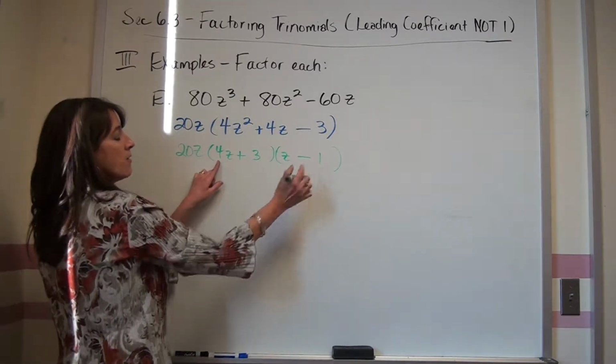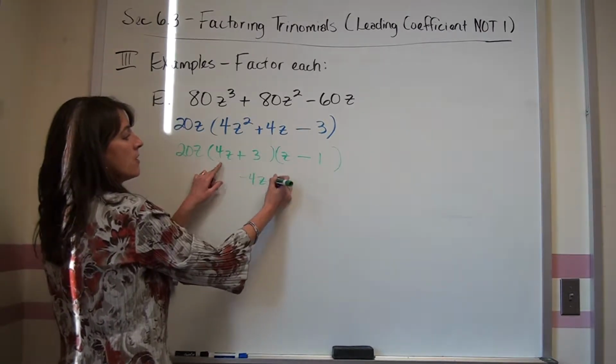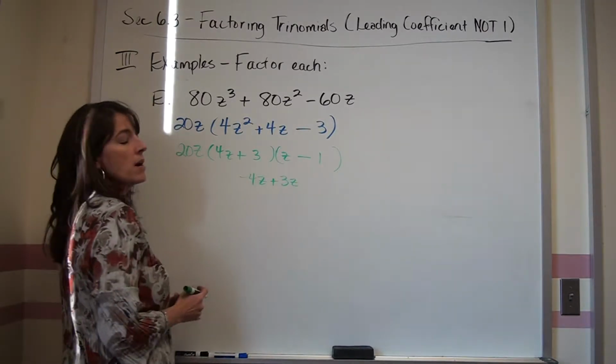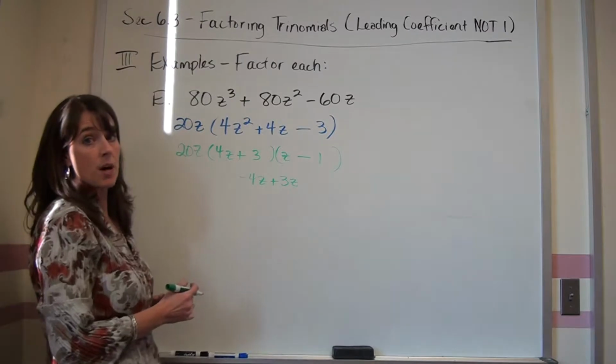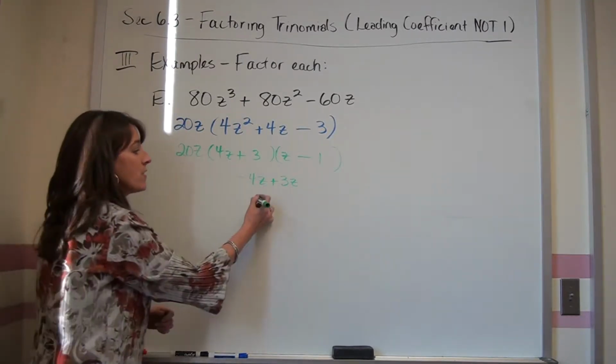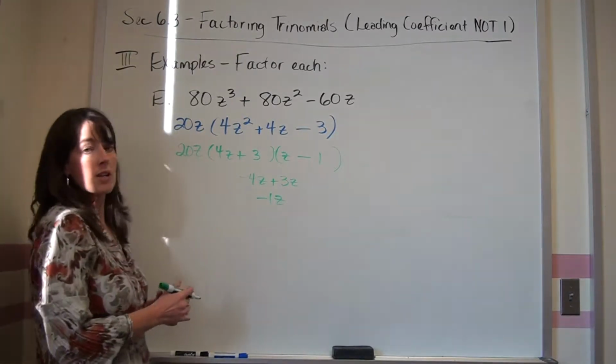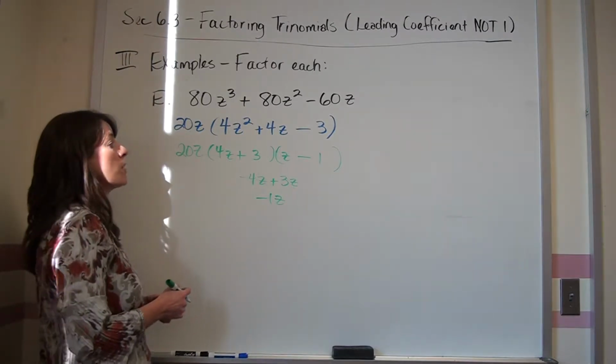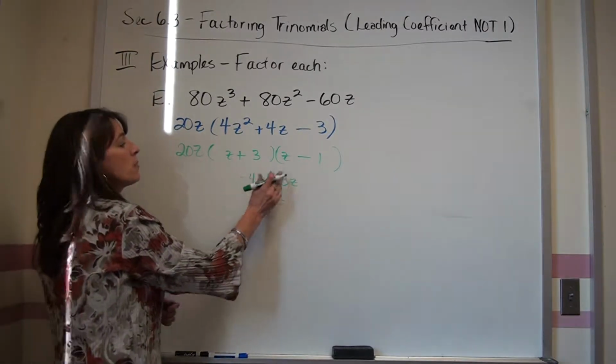Out here I get a negative 4z. And here I get a positive 3z. Those combine to be a negative 1z. That's definitely not what I want. And it's not even right number, wrong sign. So switching the signs is not going to help. So I need to switch up the numbers here.